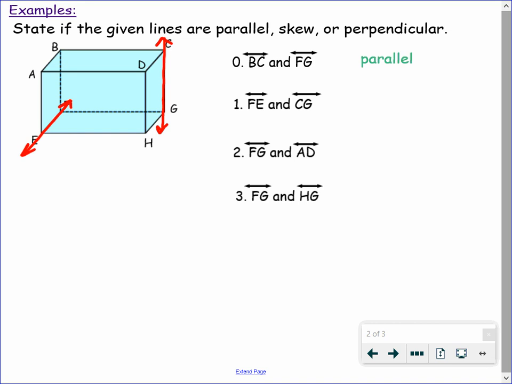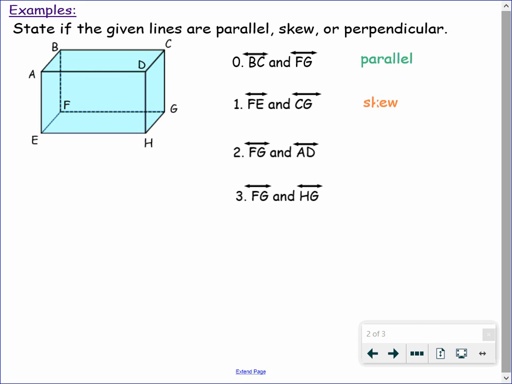Okay, so one more time. Number 1, if you think about line FE, it's like taking your left hand and pointing it forward and your right arm and pointing it straight up. Those are never going to run into each other. So this makes it skew.